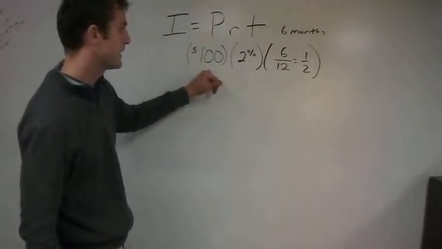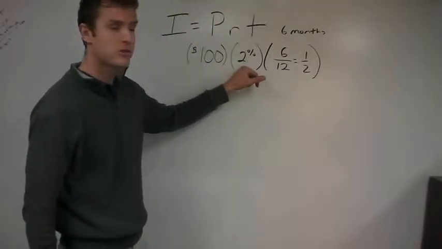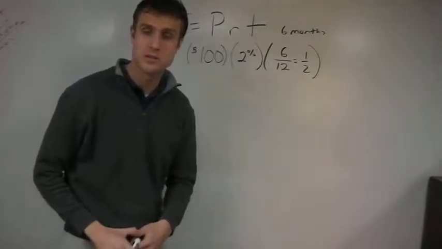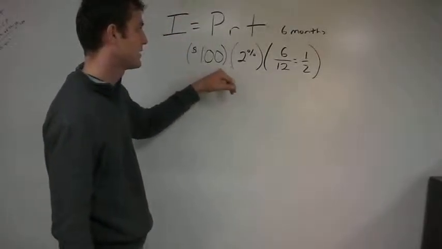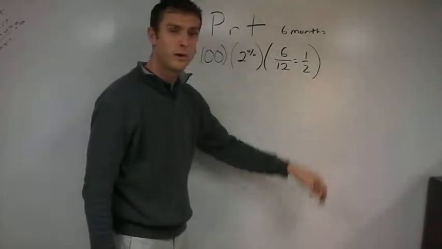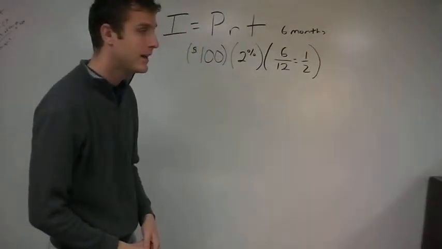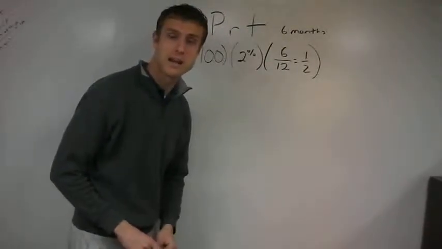Now I'm simply going to multiply these numbers together. 100, remember 2% I'm going to have to change to a decimal, which is 0.02. So I would do 100 times 0.02 times 1/2 or 0.5. That would give me the amount of interest I would make.